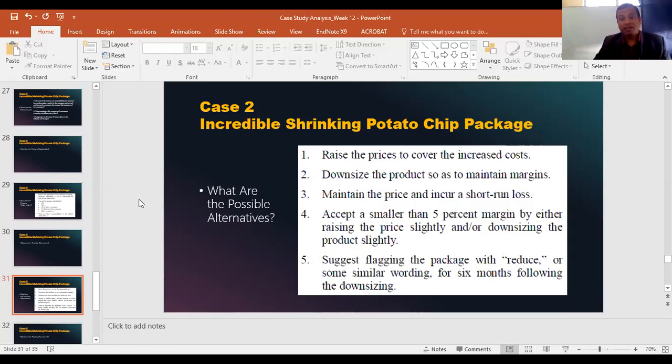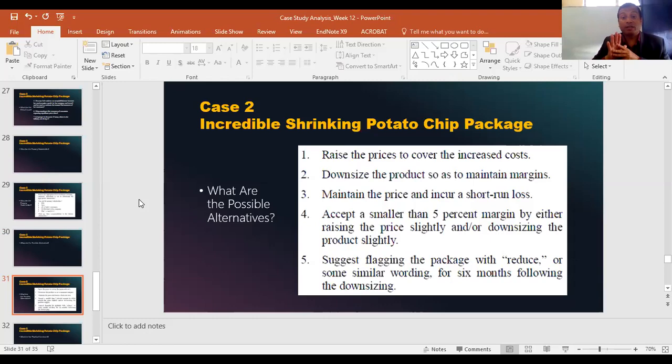Could we accept a smaller than 5% margin by either raising the price slightly and downsizing the product slightly? So this is a kind of balancing act: by what parameters the price increases, or the downsizing is by this much, setting the balance so that it will be a win-win situation for the firm and the customer as well.